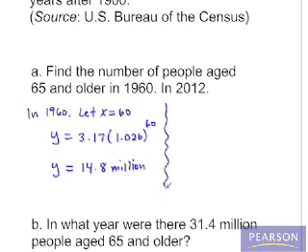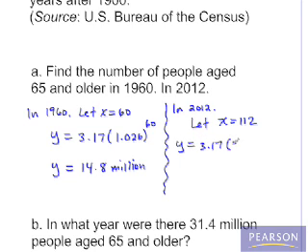Next, second part to Part A, how about in 2012? And in this case, we're going to let x equal 112. 2012 is 112 years after 1900. Making the substitution, we get y equals 3.17 times 1.026 raised to the 112th power, and evaluating with our calculator, we get y is equal to 56.2 million, rounded to the nearest tenth.